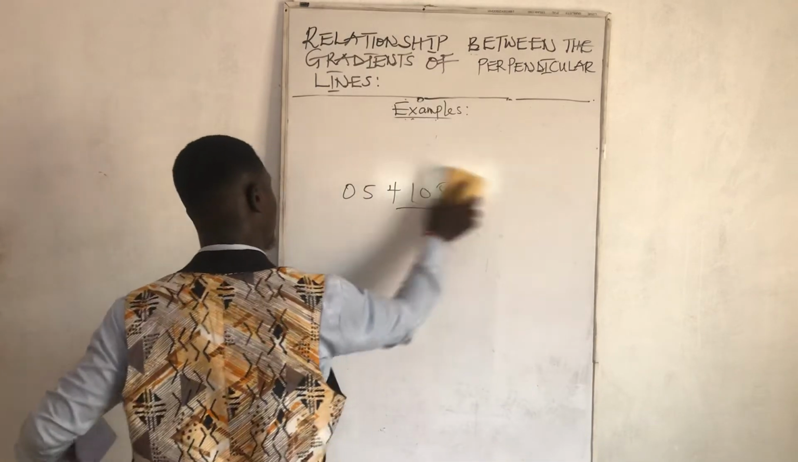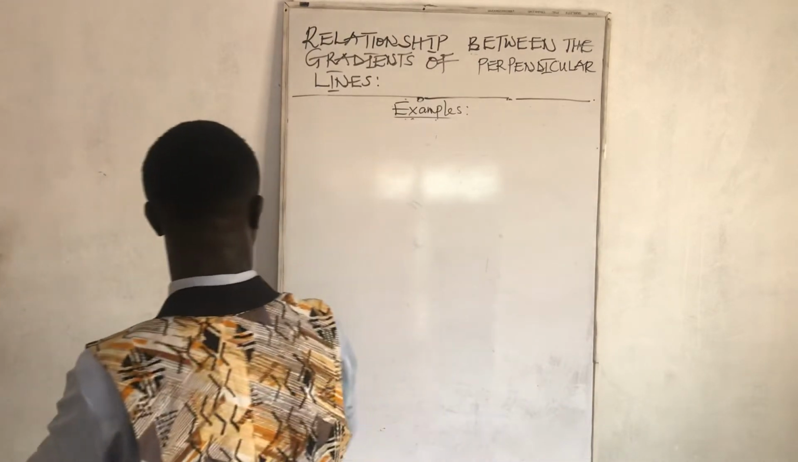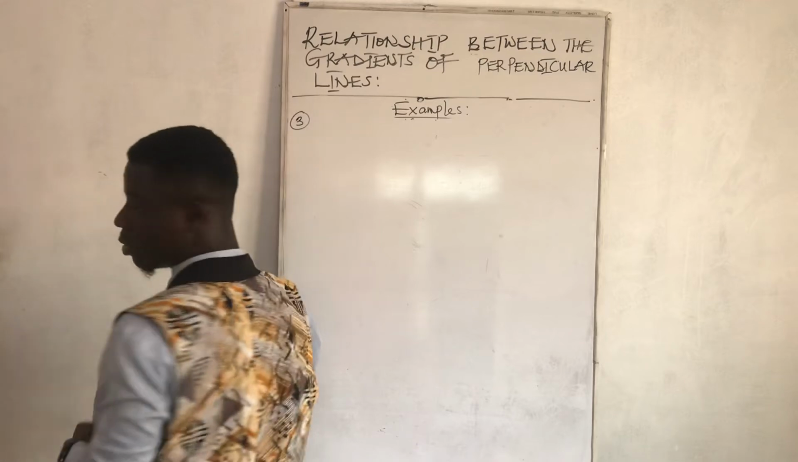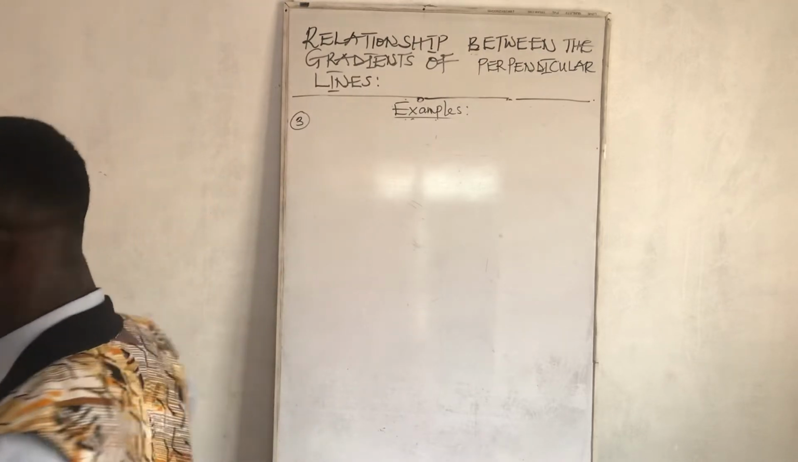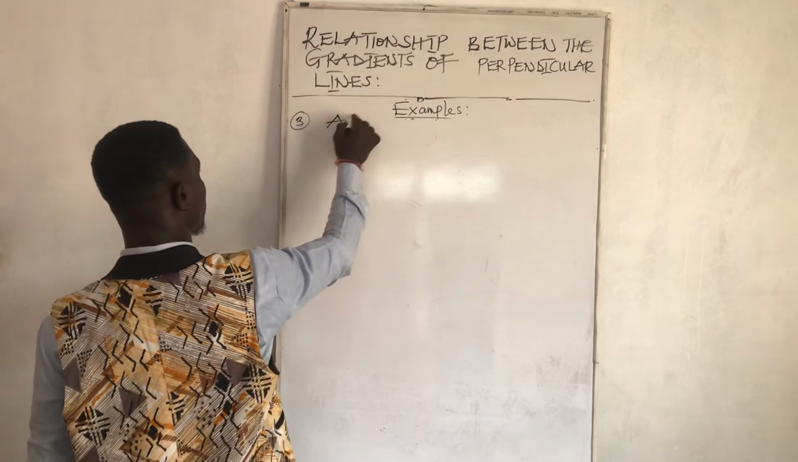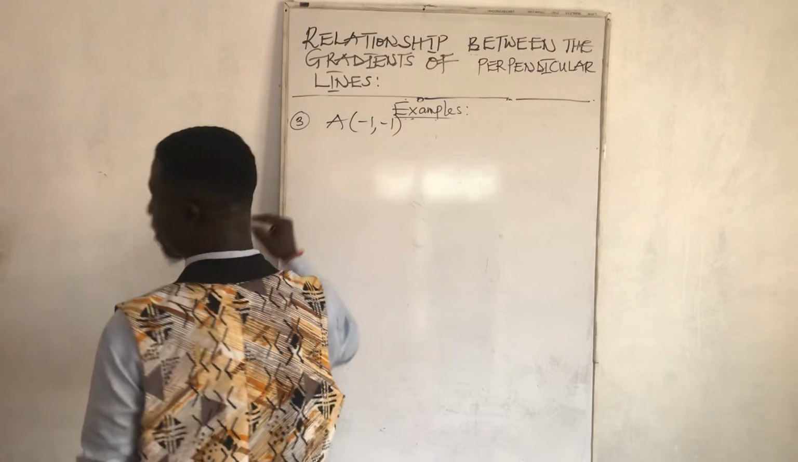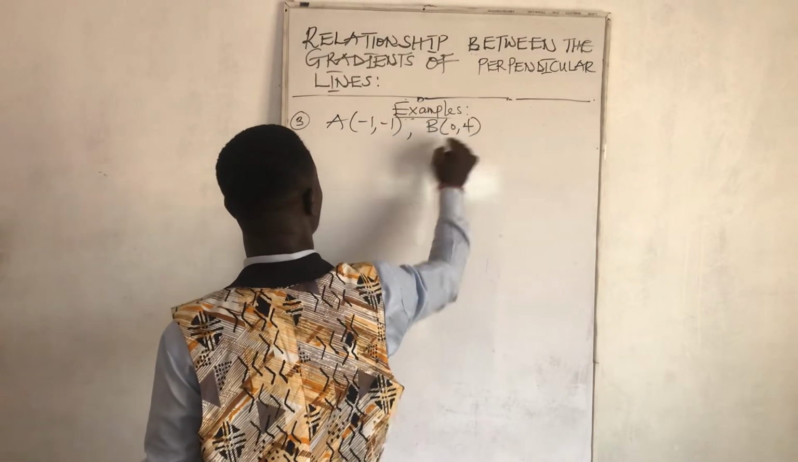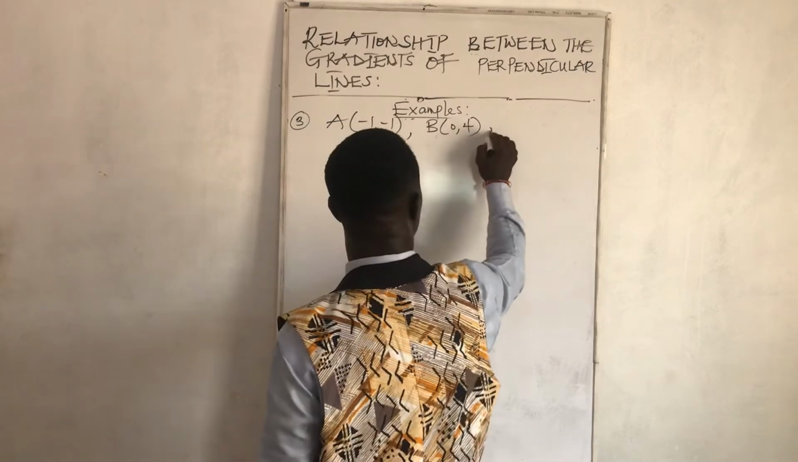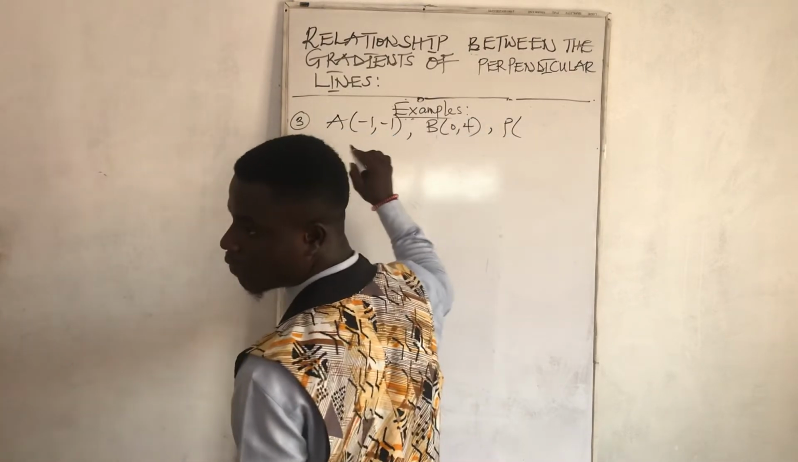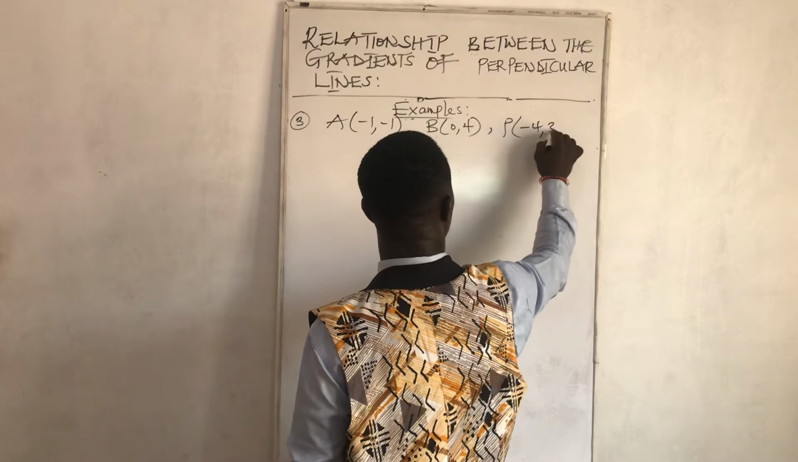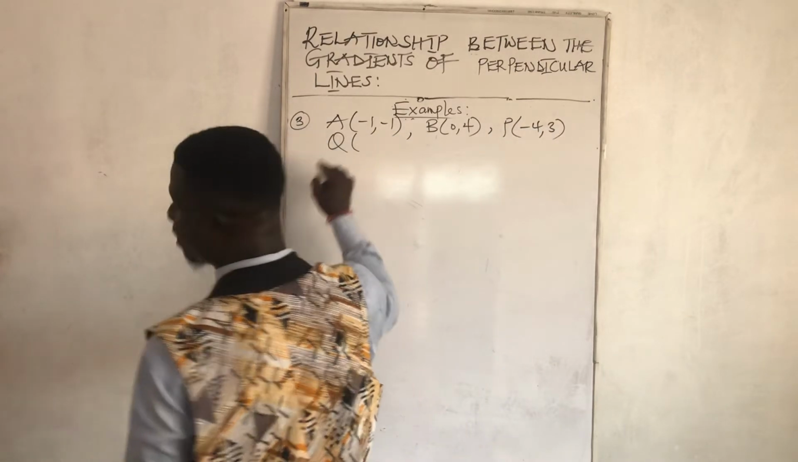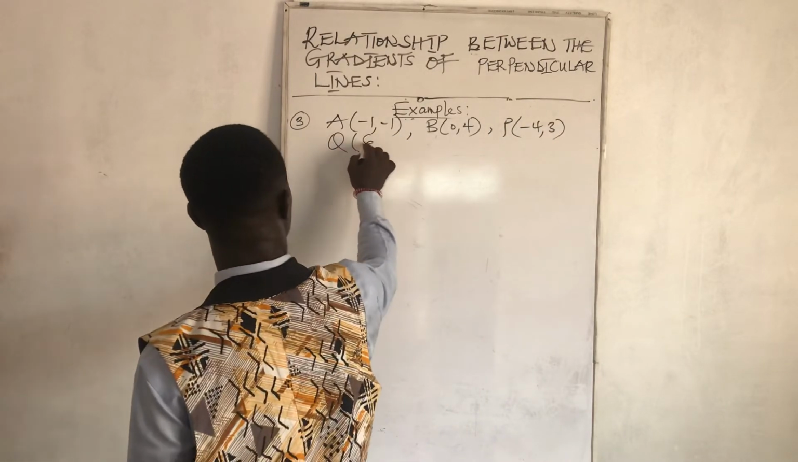Alright, so we move to our last example. It says given point A (-1, -1). Then point B (0, 4). Then point P, we have (-4, 3). Then point Q, it gives us (6, 1).